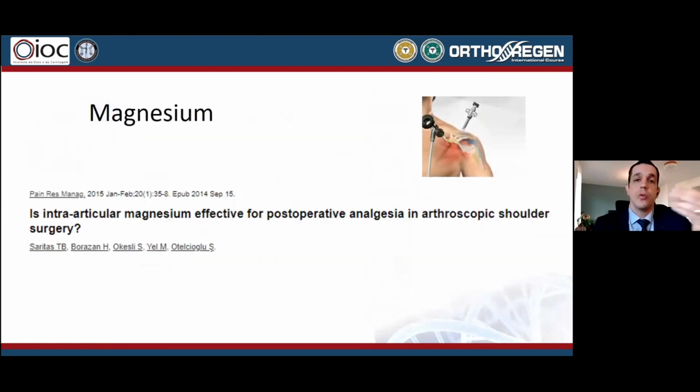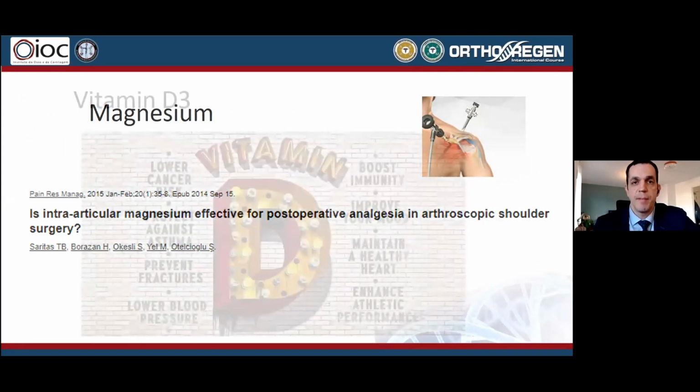This article shows the use of magnesium sulfate after surgeries, arthroscopic surgery of the shoulder, and it can also be used in surgery of the hip and knee to decrease the use of analgesics after surgery.